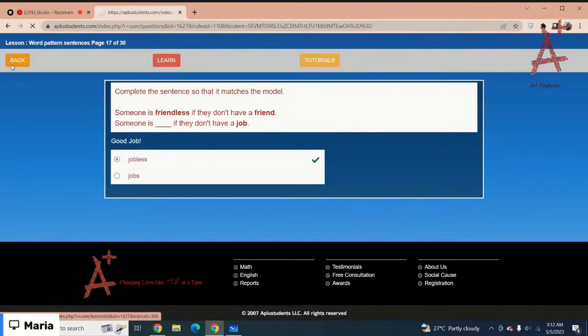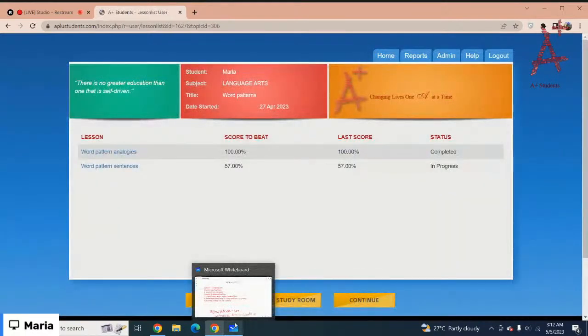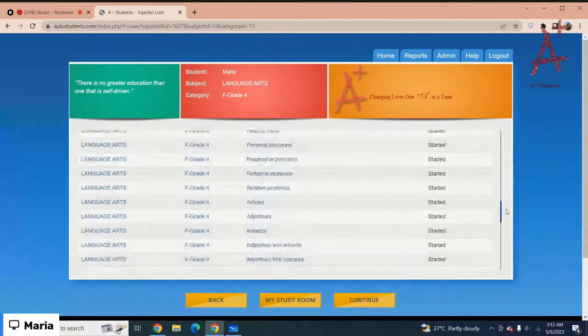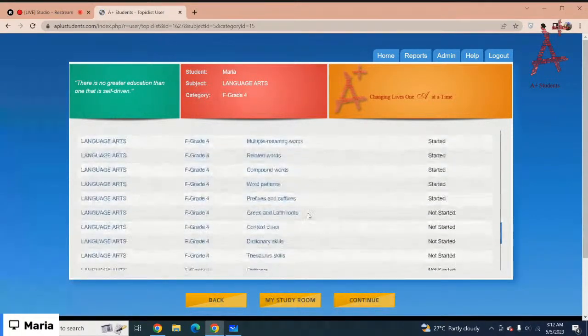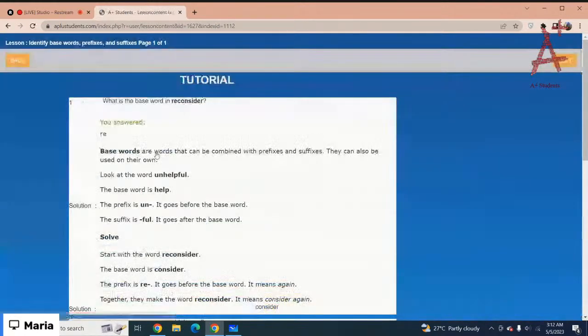So we're going to start the new chapter, that is prefixes and suffixes. Let's just start the new chapter. Okay, here on the new chapter, prefixes and suffixes. Let's just start with the first lesson, that is identify base words, prefixes and suffixes. Okay, let's just start with the definitions.